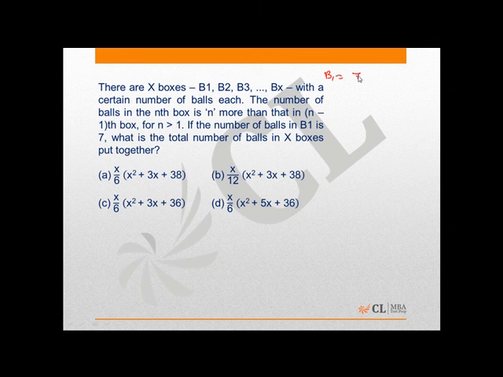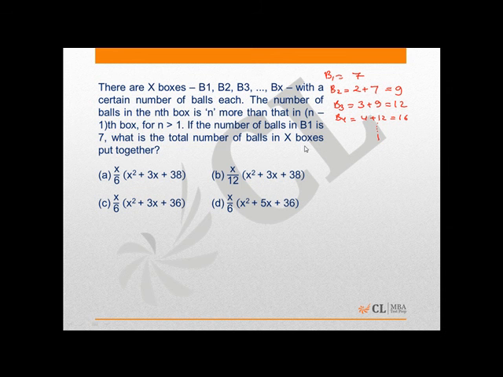b1 has 7 balls. So b2 will have 2 balls more than b1, which is 9. b3 will have 3 balls more than 9, which is 12. b4 will have 4 balls more than 12, which is 16, and so on and so forth. And we have to find the total number of balls in x boxes put together. That means you need to find the summation of all this series.